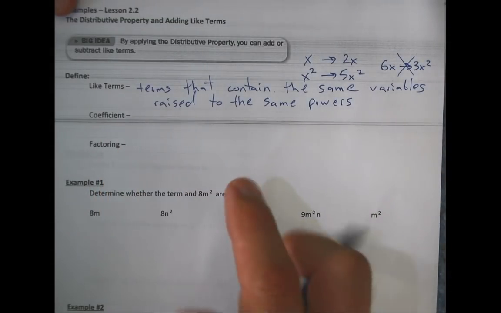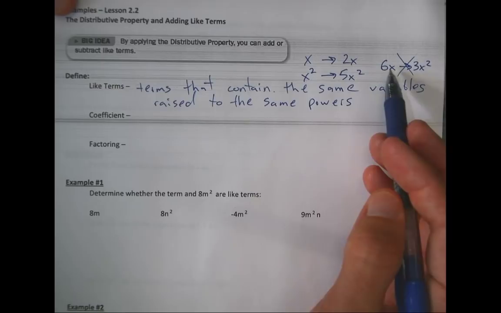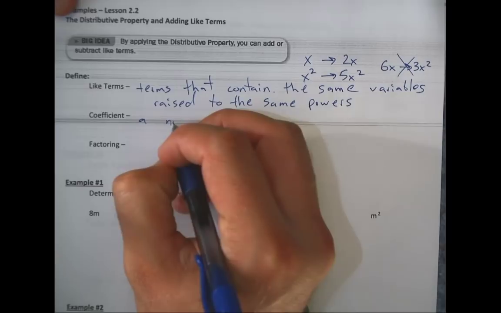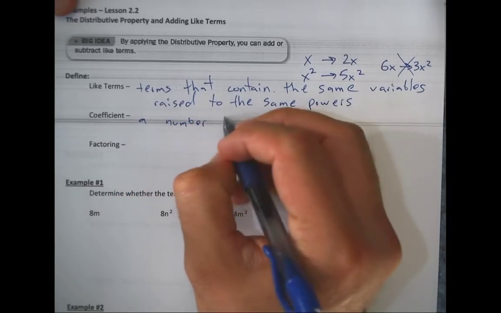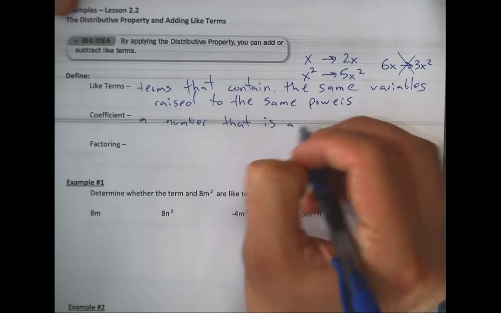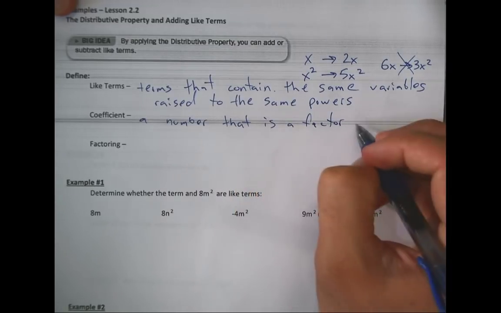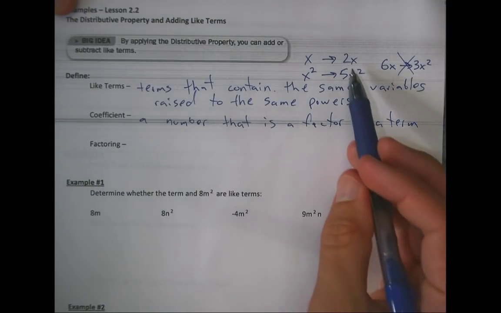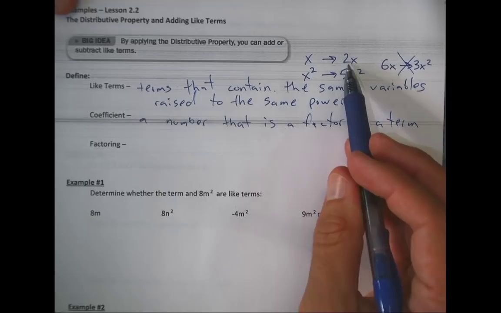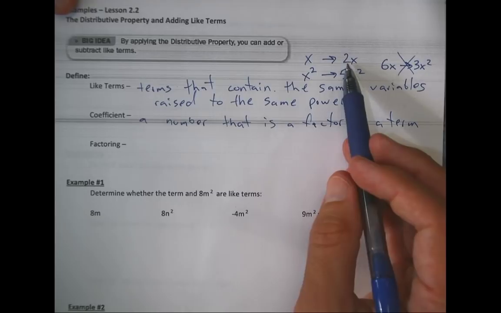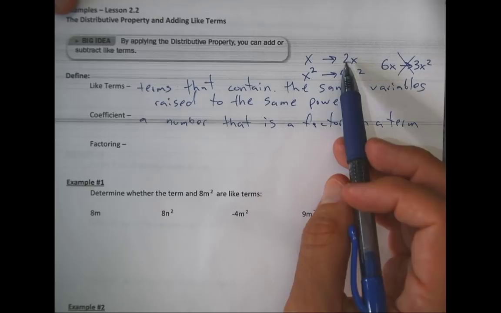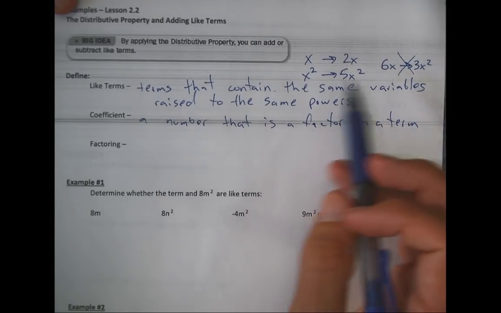Now, the coefficient is the number that precedes or is being multiplied by this variable. So this is a number that is a factor in a term. So sometimes in a term, you've got a product like 2x, right? 2x is a product. It's 2 times x. And a factor means you separate the two things that are being multiplied. So the 2 and the x are the two factors of 2x. So x is the variable and 2 is the coefficient. It's the number that's one of the factors.